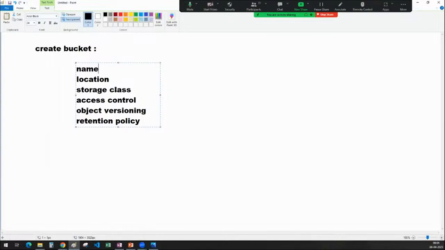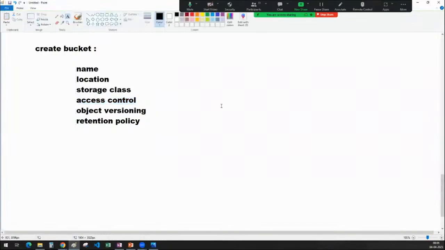How to select a location? When I say select a location, we know that we have a region option, a dual region option, and a multi-region option as well. And storage classes, there are 4 storage classes: standard, nearline, coldline and archive. Access control also we have 2 options: access control at the bucket level, and access control at the object level is also there. So we have to see all of these things while we are creating a bucket.